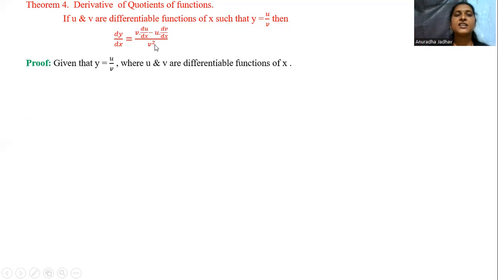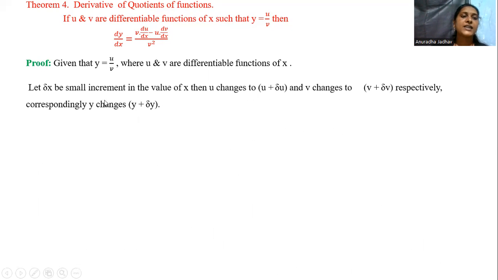Okay, let's see firstly the proof. Given that y is equal to u upon v, where u and v are the functions of x, as delta x is the small increment in the value of x, then u changes to u plus delta u, v changes to v plus delta v respectively. Therefore, the corresponding increment in y, say y plus delta y.